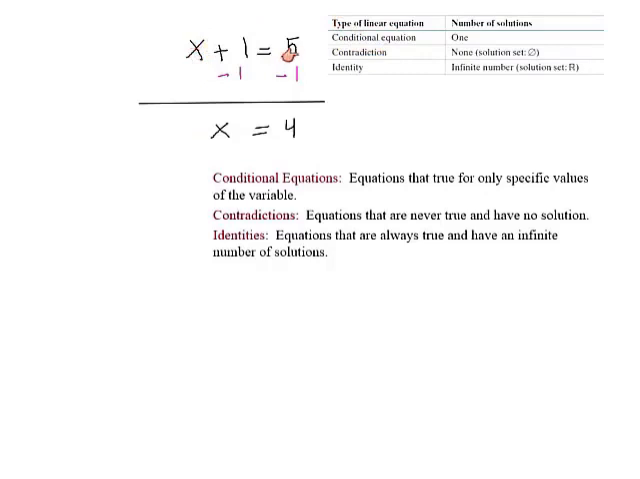So this was the example we were looking at: x + 1 = 5. If I subtract 1 from each side of the equation, I get x = 4. As you can see, if I take this number, 4, and plug it back into this equation, it makes sense: 4 + 1 = 5. And here it is: conditional equation, one solution.